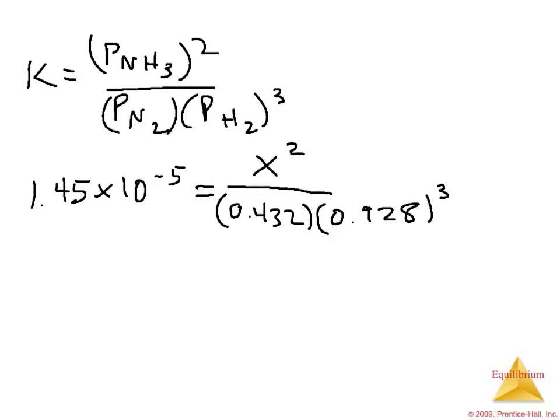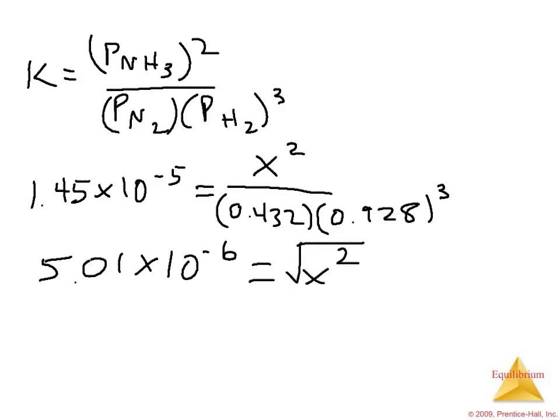Sorry, I'm having trouble with my calculator here. When you multiply that together, you know what, I can just look this one up. You should end up with 5.01 times 10 to the negative sixth is equal to x squared.